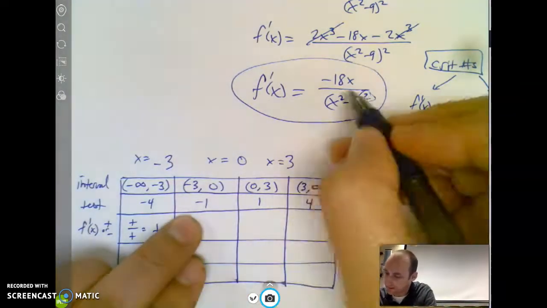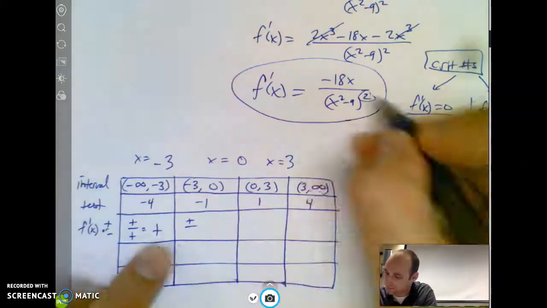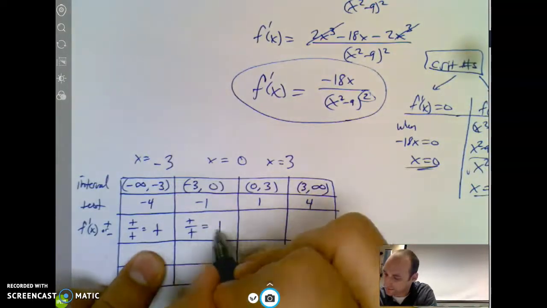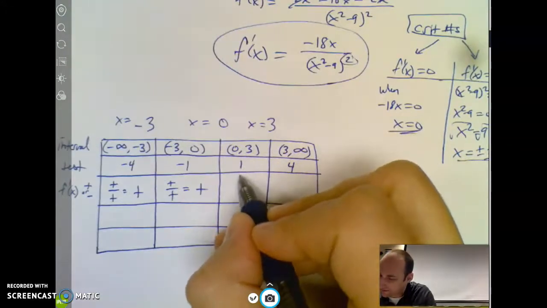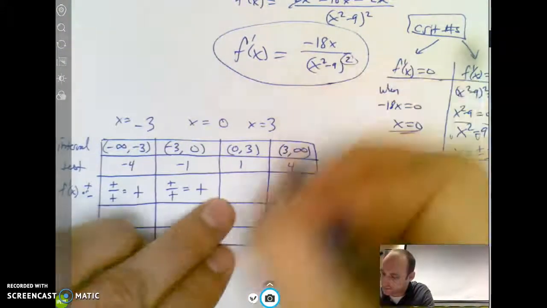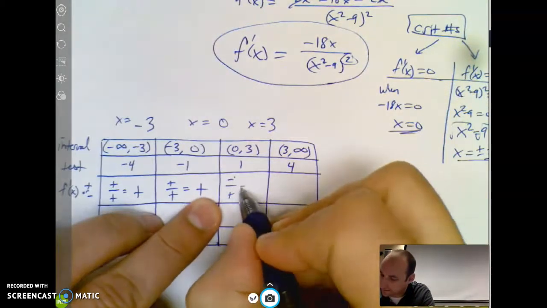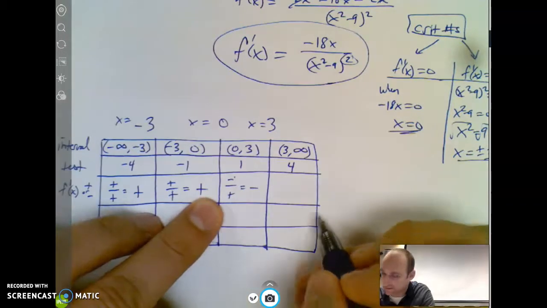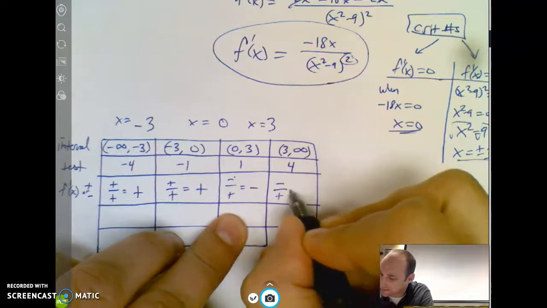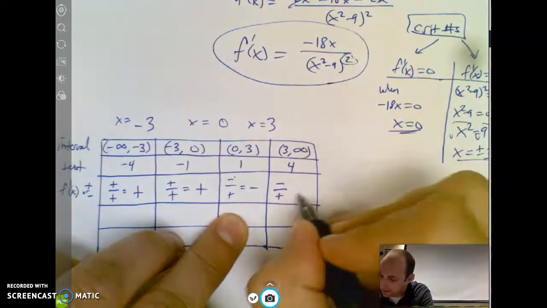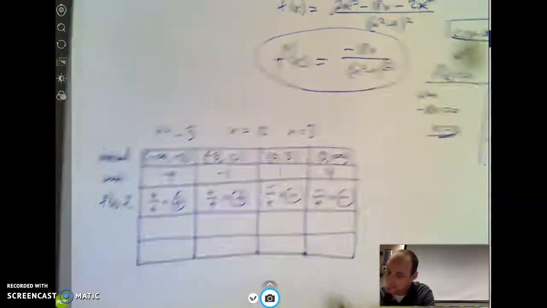Similarly, if I put in a negative 1 on top, you're going to get a positive over, the bottom's always positive, so that's a positive. And then if I put a 1 in here, the numerator is going to be negative. The denominator is going to be positive. So that results in a negative answer. And lastly, if I put a 4 in here, the top's going to be negative, the bottom's going to be positive always, because it's squared. And that results in a negative. So basically you have positive, positive, negative, negative.